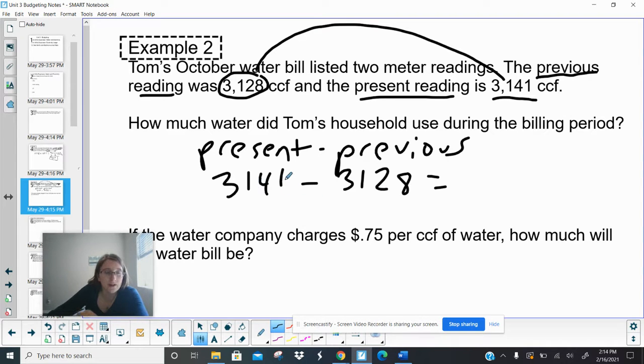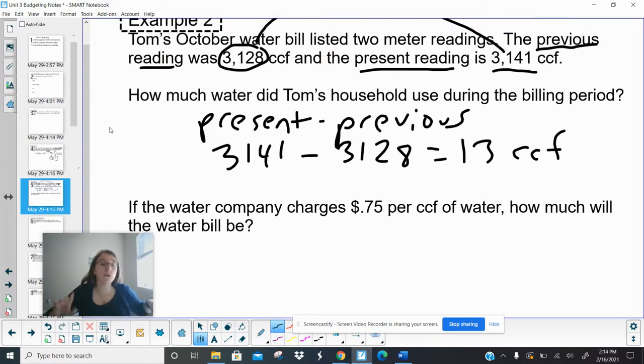So the difference between them is how much you actually used, since the meter does not reset every month. So they only use 13 CCF during that month. You'll see that on your water bill. It will say previous, present, and then actually used. How much you actually used is the difference between those two.